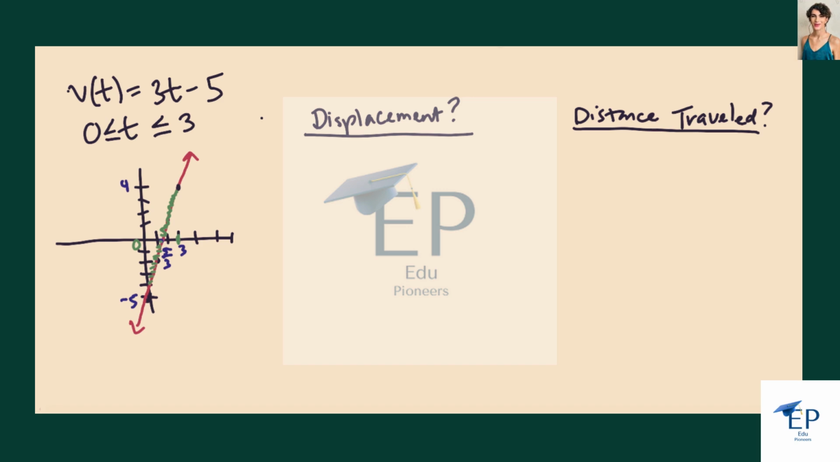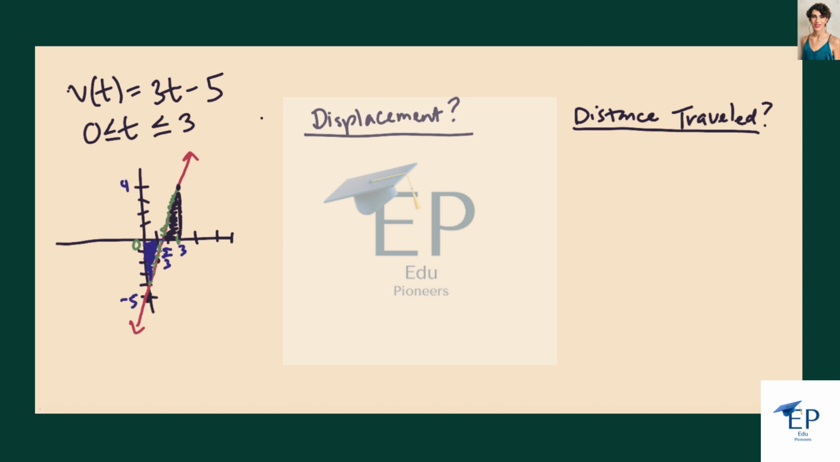So if we want displacement, all of the time when the particle is going backwards would be all of that area in the blue. And then to that, we would want to add on all of the distance that it traveled going forward, which is going to be all of this in the black. And so we can see that that's actually two triangles.